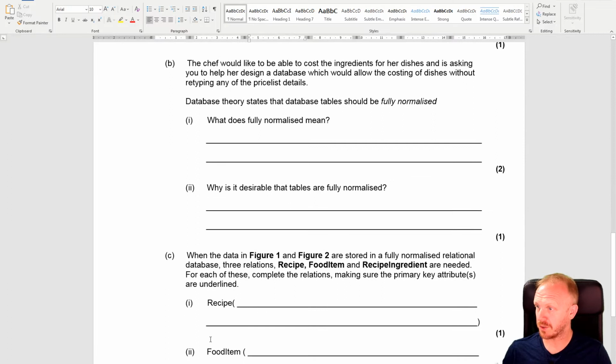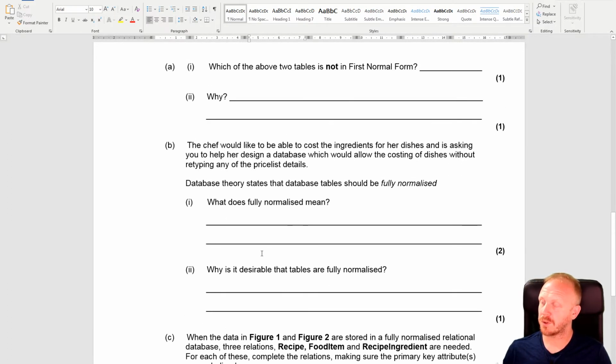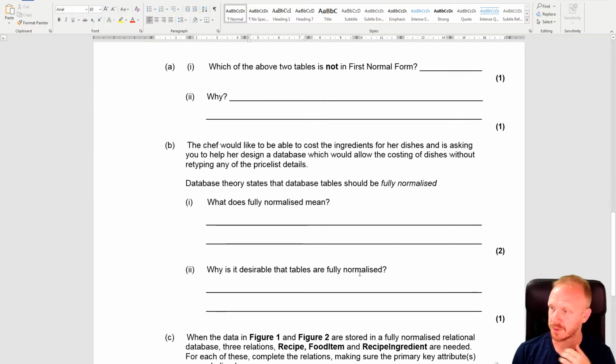We are getting on to doing the normalization, but first of all we have to explain it. If a table is fully normalized, that means that it has all the parts of normalization. We'll come back to that later on, but it's going to be no groups of repeated attributes, no partial key dependencies, no non-key dependencies. And why is it desirable? Well, this solves a lot of the problems that we get. We get minimized data repetition and we get no data redundancy.